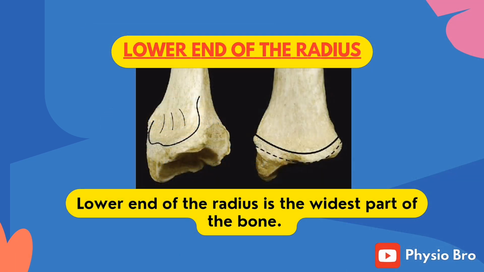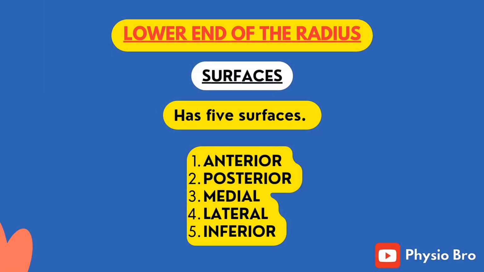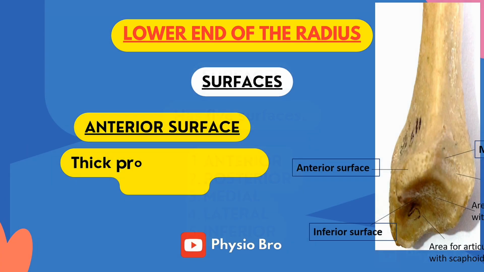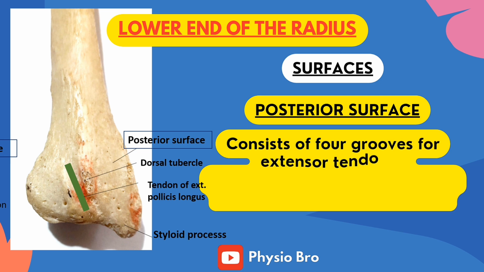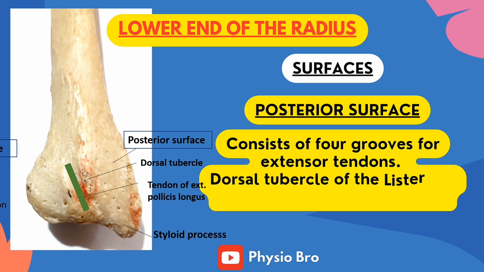Lower end of the radius. The lower end of the radius is the widest part of the bone, and it consists of five surfaces: anterior, posterior, medial, lateral and inferior surfaces. The anterior surface of the lower end of the radius consists of a thick prominent ridge. The posterior surface of the lower end of the radius consists of four grooves for extensor tendons.